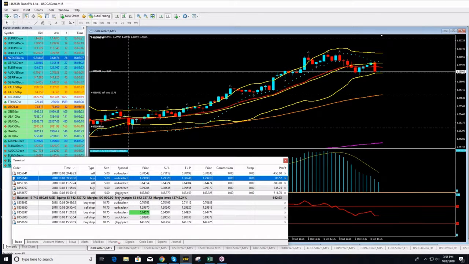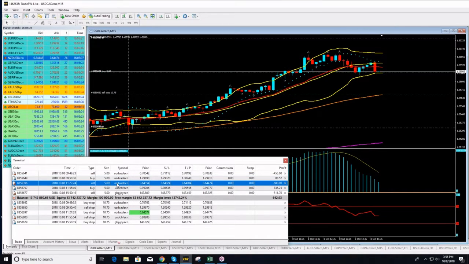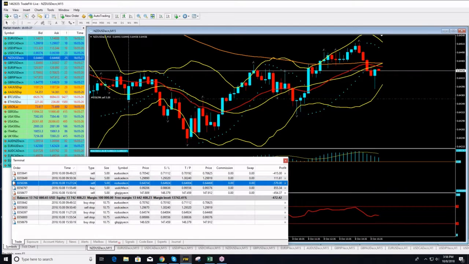And why not hit our fourth trade for the day? The Kiwi, similar pattern to the Aussie dollar. However, the difference with the Kiwi: we have a short position on the Kiwi and a short position on Aussie dollar.